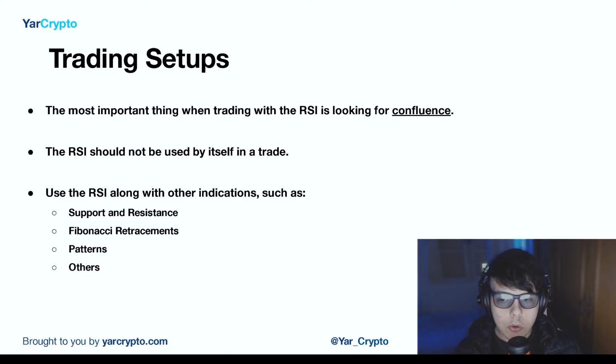Usually we want to use the RSI along with other indications such as support and resistance, Fibonacci retracements, for example, patterns such as triangles or channels, and others as well. Any indicator that you like to use is going to make you safer, and you can be more confident in the setup that you are using. So I have a few examples here of how to actually use it.